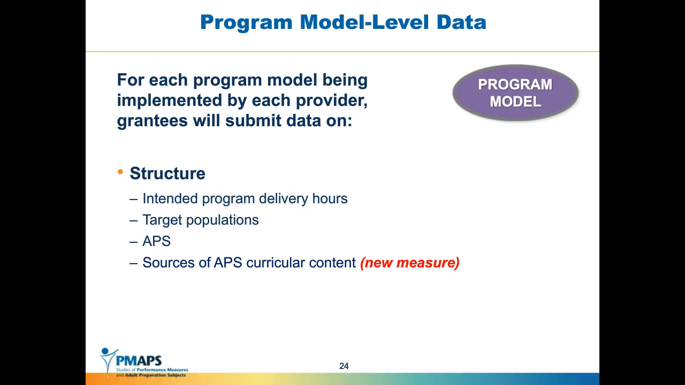It is also possible that grantees, or their providers, I should mention, will be implementing multiple program models within the same setting or even across different settings. In those cases, you would identify each distinct program model. And you'll be asked to provide information about the structure of each of those program models being implemented. The measures being reported at the program model level include information about the intended program delivery hours, the different types of populations that are targeted by each program model, the adult preparation topics that are covered, and a new measure on the source of those adulthood preparation subjects, the curriculum content for those adulthood preparation subjects.